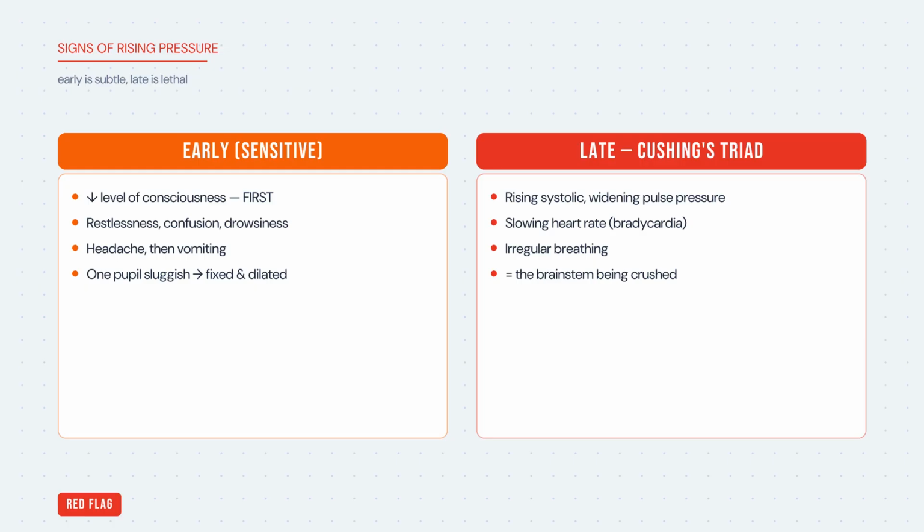A pupil that becomes sluggish, then fixed and dilated on one side, is the pressure pushing on a nerve. And the late, ominous one is Cushing's triad. Rising systolic with a widening gap between systolic and diastolic, a slowing heart rate, and irregular breathing. Cushing's triad is not an early warning. It is the brainstem being crushed.